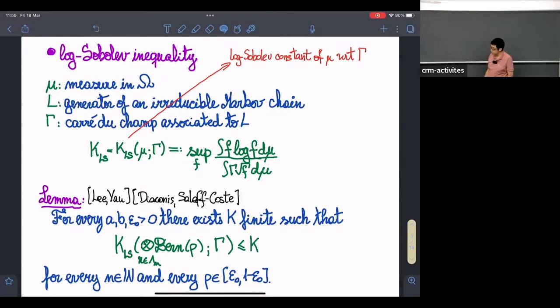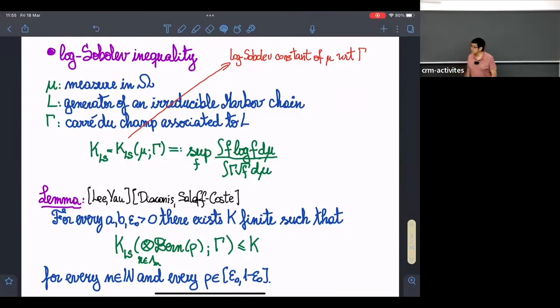So if you want to read more about log-Sobolev constants, you can look at the survey by Saloff-Coste about log-Sobolev constants. It's very good reading if you are interested too. And Lee and Yau computed the log-Sobolev constant of the exclusion process on the complete graph, and on the way to do that they proved this lemma that I'm mentioning here. Okay, and the lemma is the following. It's basically that the log-Sobolev constant is uniform in N, in the case of the reaction diffusion model.